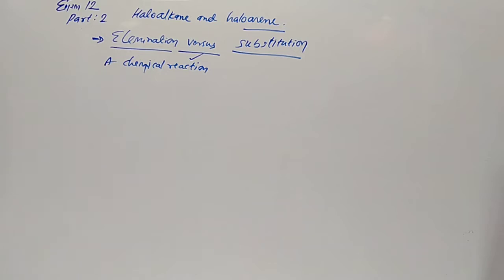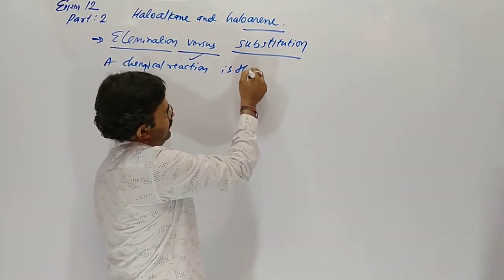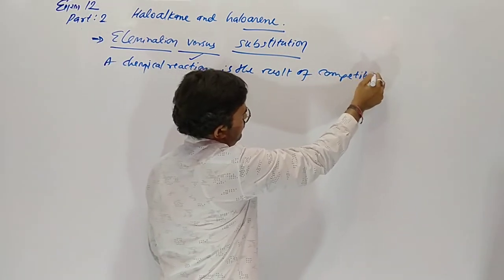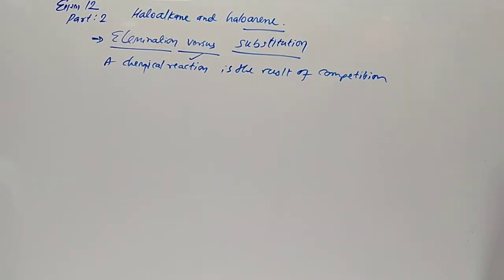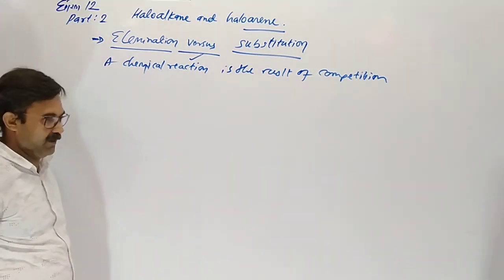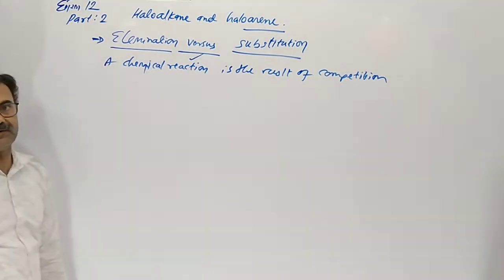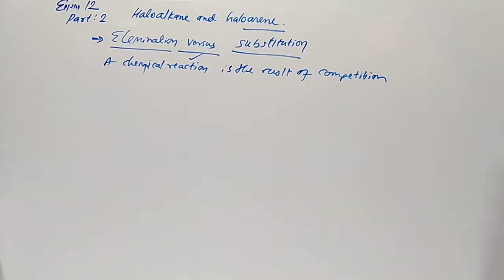A chemical reaction is the result of competition. It is a race that is won by the fastest runner. Obviously, in the competition of chemical reaction, the fastest runner will win. A collection of molecules tends to do, by and large, what is easiest for them.